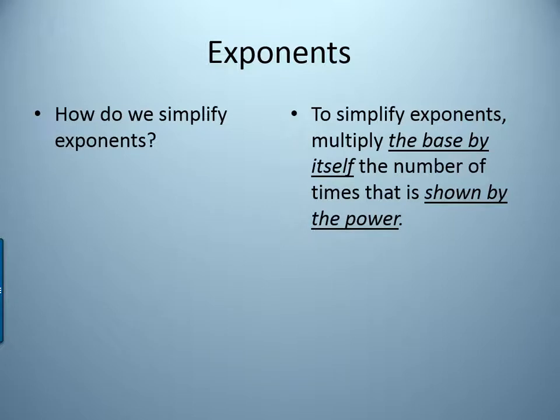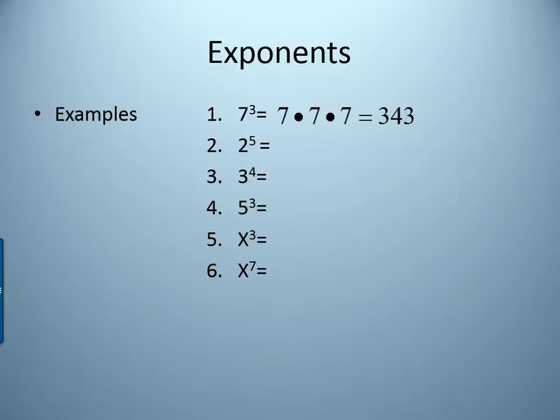So how do we simplify exponents? To simplify an exponent, you multiply the base by itself the number of times that it's shown by the power. So what does that mean? For example, 7 to the third power really means 7 times 7 times 7.